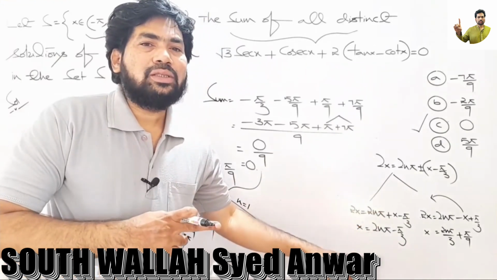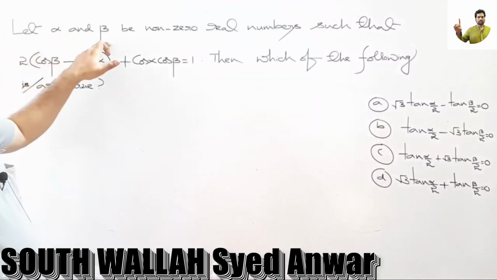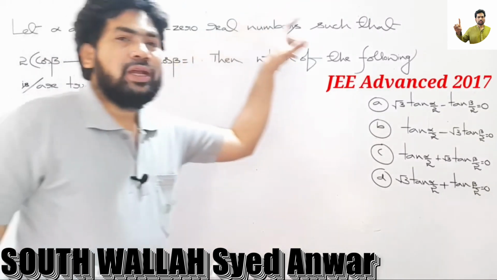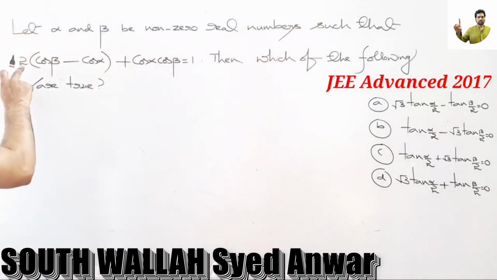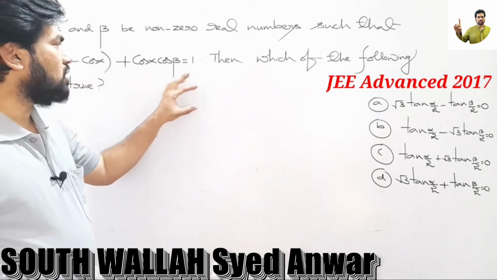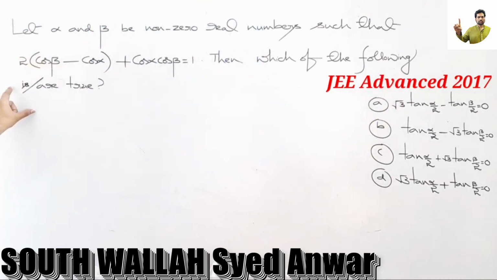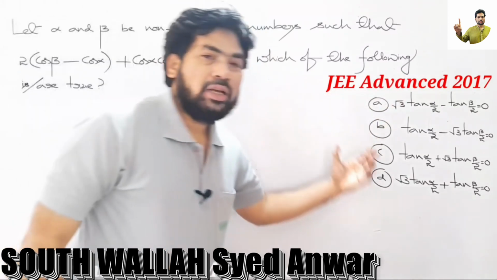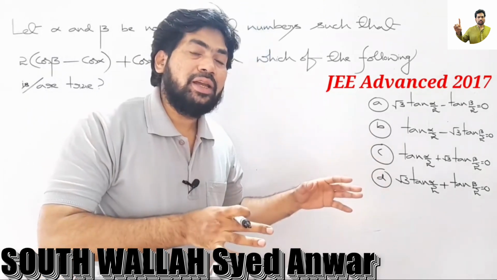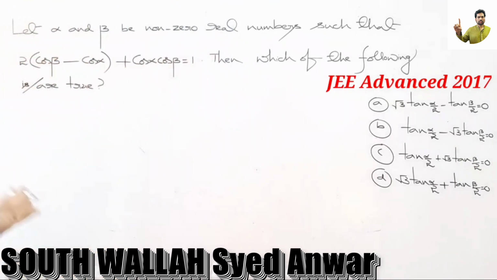Now let us go to discuss another question. Let alpha and beta be non-zero real numbers such that 2 times cos beta minus cos alpha plus cos alpha into cos beta is equal to 1. Then which of the following is or are true? So these are the 4 options. It is clearly a more than one correct answer type question. We'll see the solution for this question.